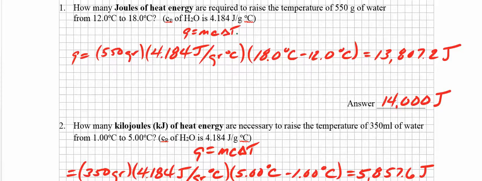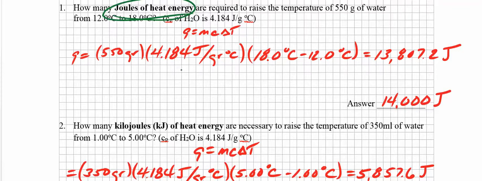Now they're asking me for the amount of heat energy required, and they would like me to present that answer in joules. So here's what I'm going to do. I'm going to solve for Q. It's already by itself. So Q is equal to the mass of the water, in this case 550 grams of water, times its specific heat. That's the C. And it's 4.184 joules per gram per degree Celsius.